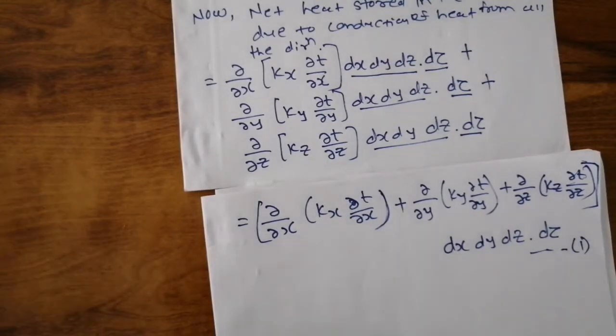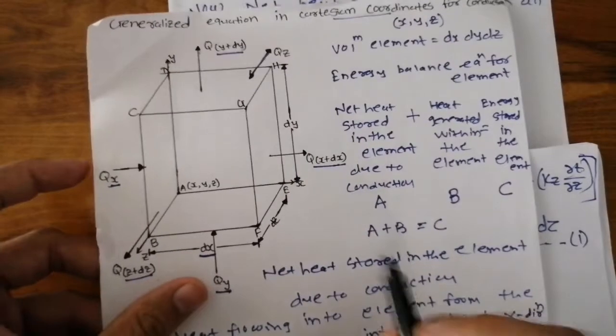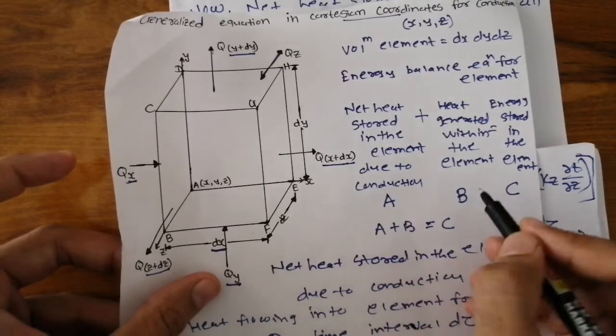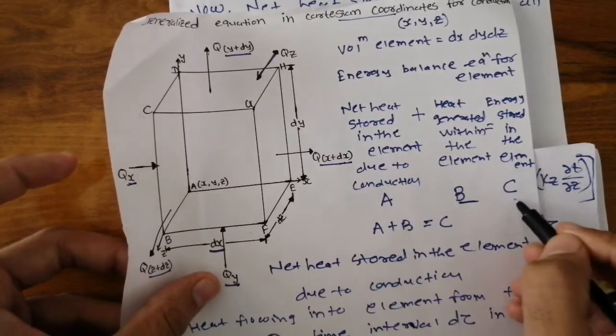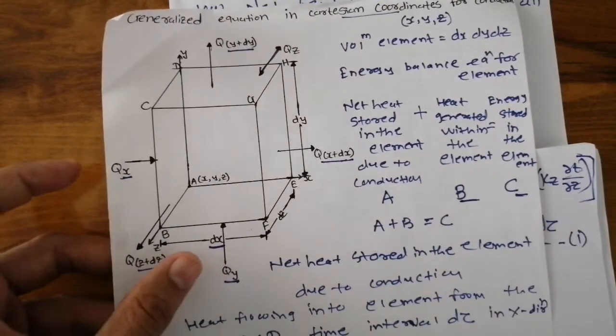Now we are finding the total heat generated within the element. Part A is over; now we find part B, and then after that we find part C. So what will be our part B?